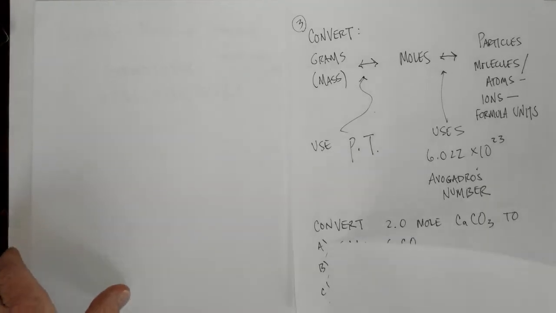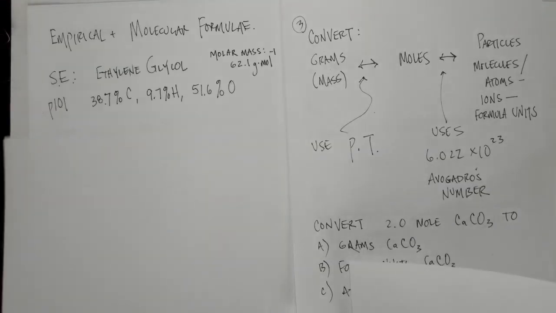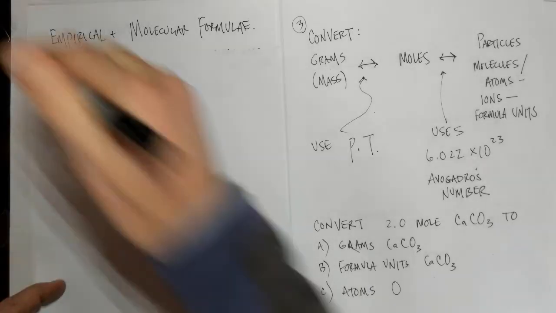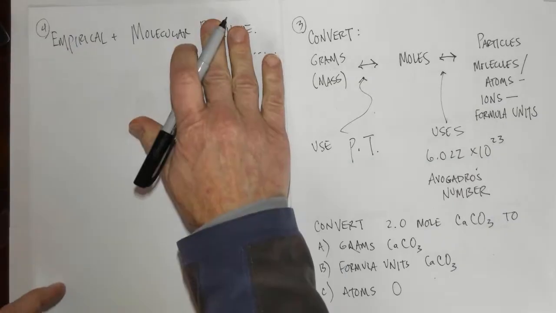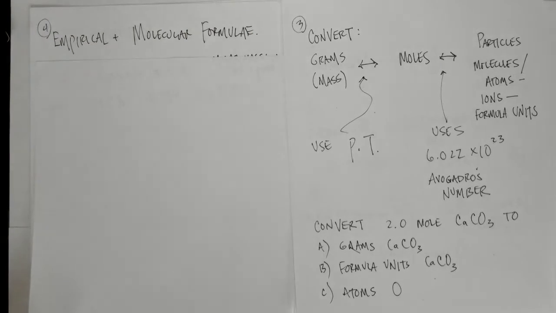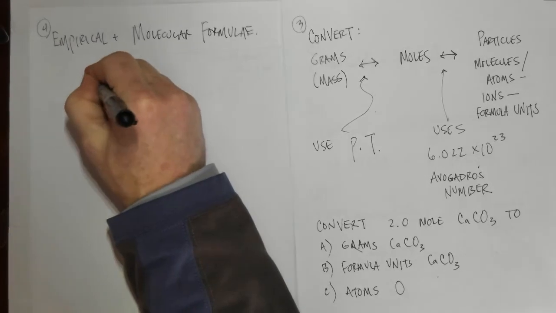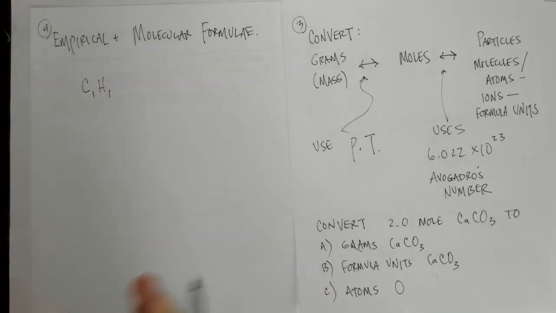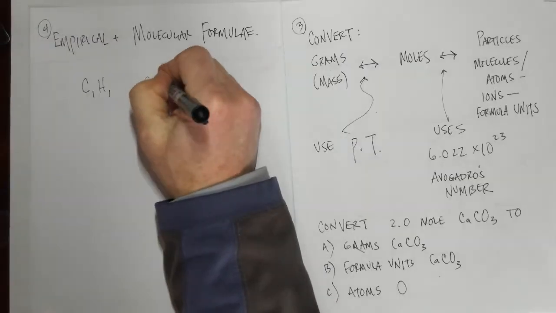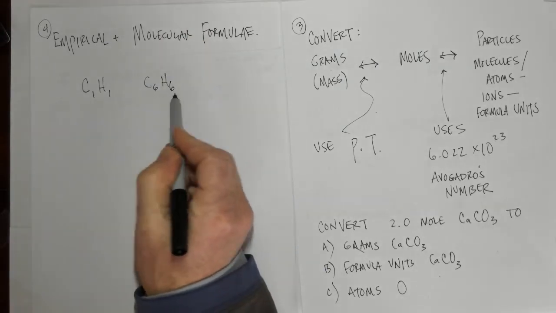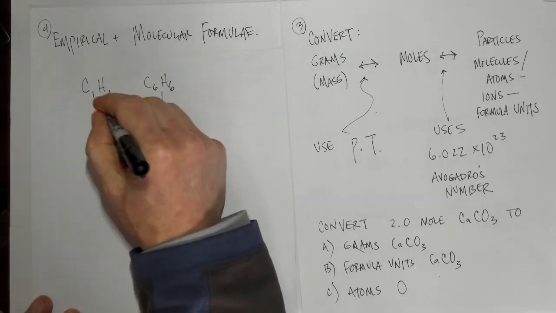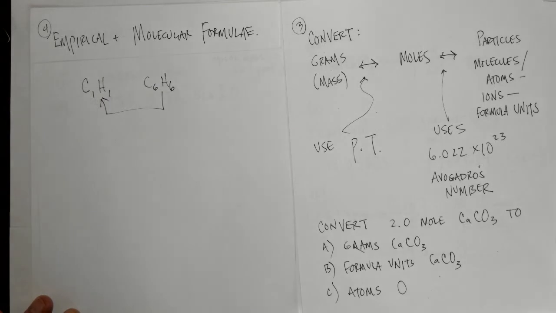Next one is empirical and molecular formulae. I think we're up to the 5th thing to learn right here. I'll put a 4 right up here. Empirical and molecular formulae, we learned back in chapter 2. We said that an empirical formula is like the simplest whole number ratio between 2 things. And then the molecular formula would be like the exact number or the whole number. You can see how this is reduced to become the empirical formula.